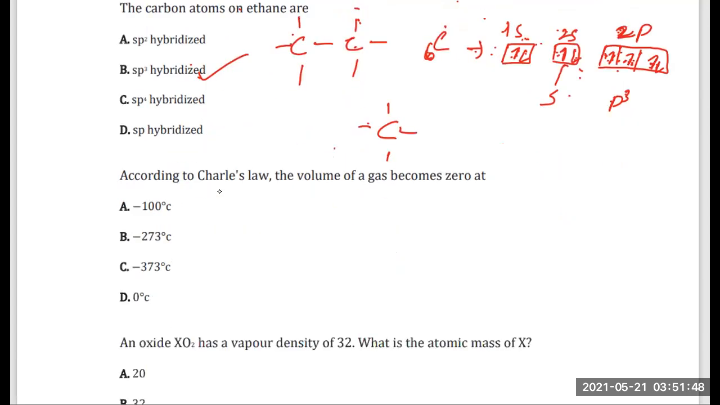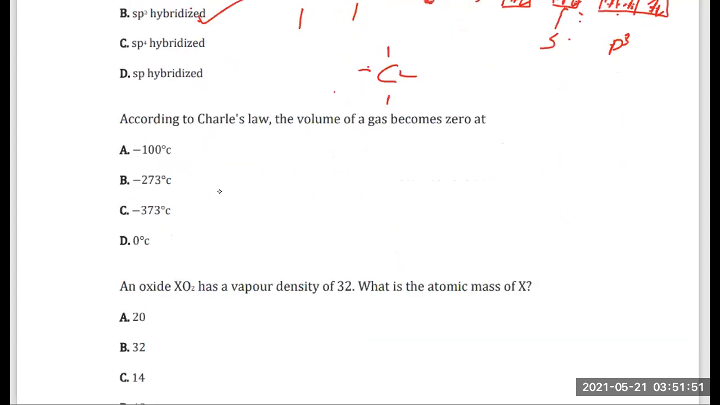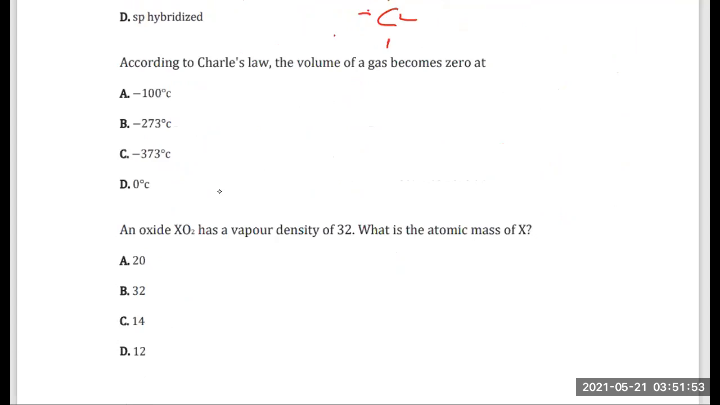According to Charles' law, the volume of a gas becomes 0. Of course, Charles' law has proved that gases do not freeze at 0 degrees Celsius like water. They are not frozen. That will only happen at minus 273 degrees Celsius, what you call absolute temperature.